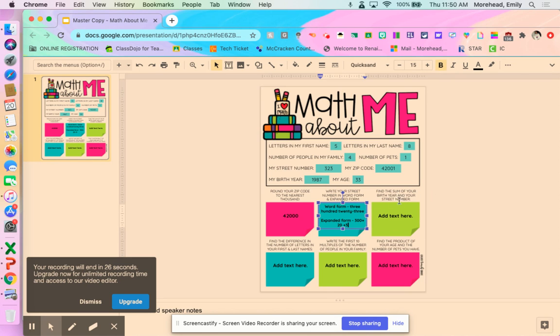Find the sum of your birth year and your street number. Sum means to add. You're going to add those two numbers together. Down here, this one asks about the difference. Difference means to subtract. Multiples are you're going to multiply. And then the last one is to find the product. You're going to multiply those two numbers together here. I'll check back on later.